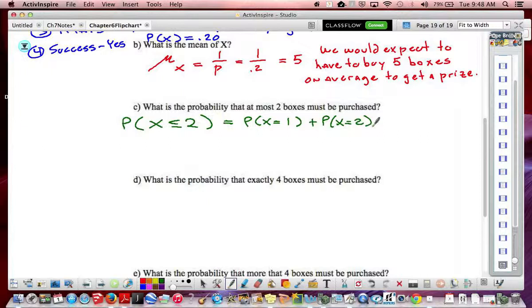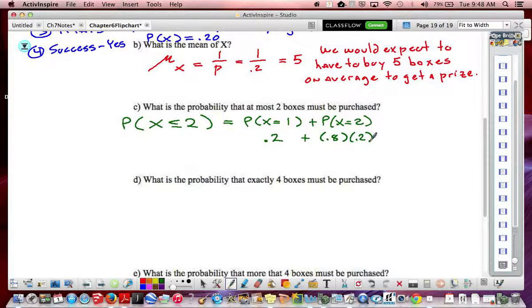Well, what's the probability that I actually get it on the first box? 0.2. Okay. What's the probability that I get it exactly on the second box? What must happen on the first box? I must fail and then succeed. Well, we can probably do this math by hand, can't we?